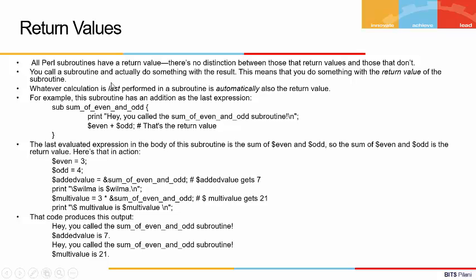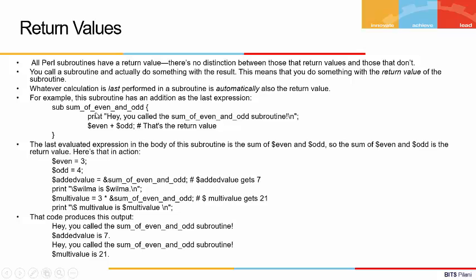So you call a subroutine and you do something with the results, which means you do something with the return value of the subroutine. We'll discuss this using an example. And this is the important thing: whatever calculation is last performed in the subroutine is automatically the return value. The last thing performed in the definition of a subroutine is the value you get as a return. We'll see with an example.